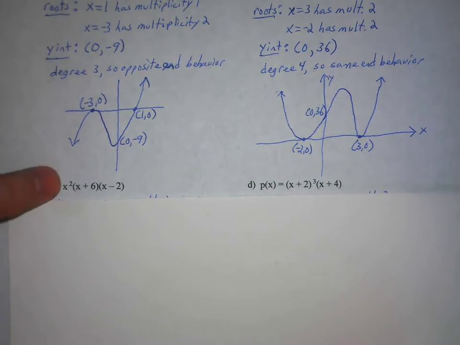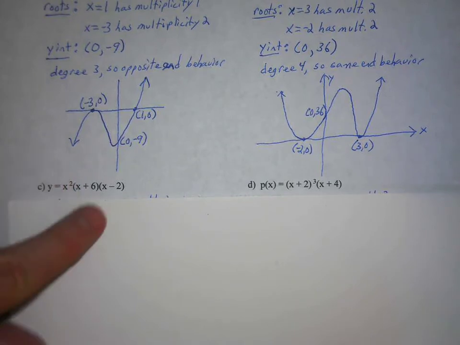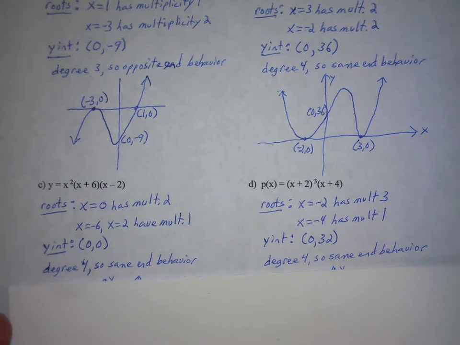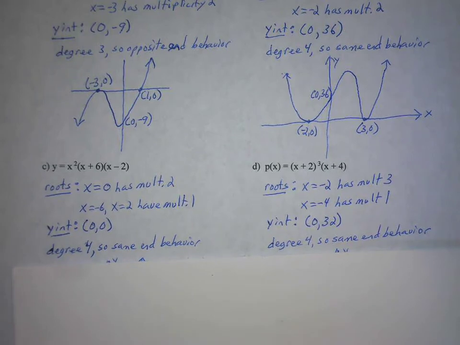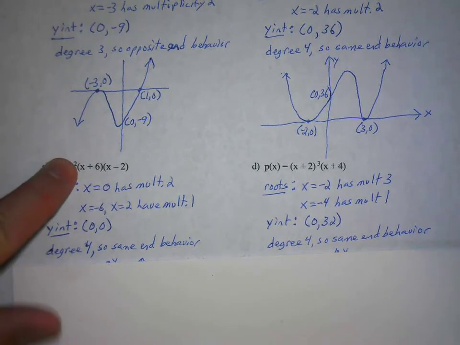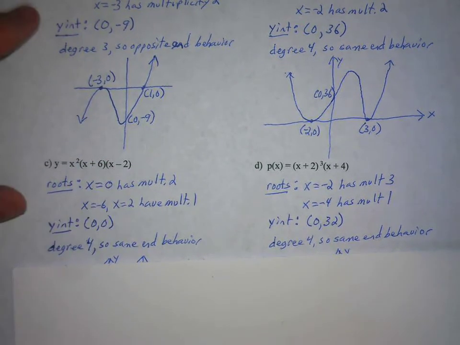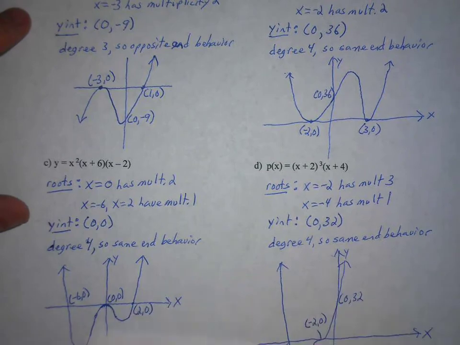So here x squared, that means you have a root at 0. And that happens twice, so it bounces off there. And then x plus 6 and x minus 2 gives you negative 6 and positive 2. We know it's degree 4 because you have x squared, so there's 2, and then 3, 4. So we have x to the 4th if you were to multiply that out.